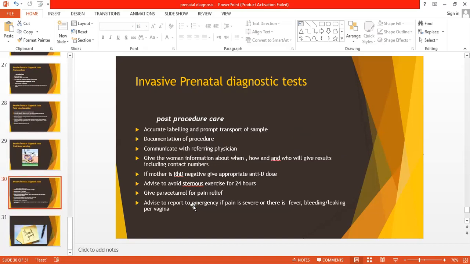How do you do the post procedure care in invasive prenatal diagnostic tests? First of all, you accurately label the sample, and you arrange for prompt transport of the sample. You then do the documentation of the procedure, and you communicate this with the referring physician. You give the woman information about when, how, and who will give results to her, including important contact numbers.